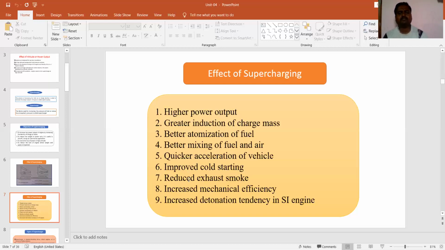If you utilize supercharging, then the brake power will be increased. Resultantly, mechanical efficiency will be increased, which means output will be increased.